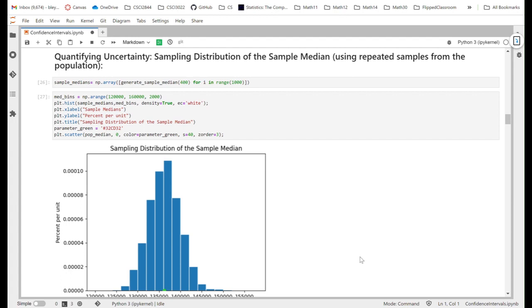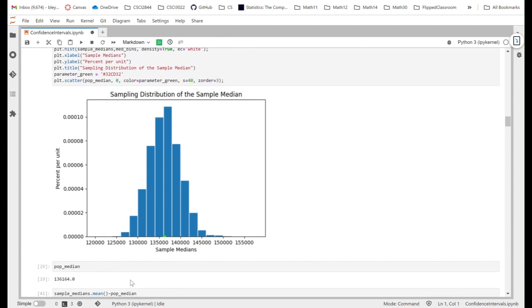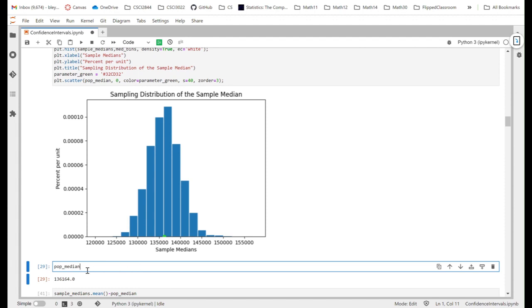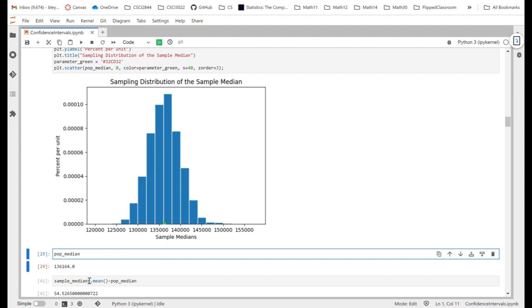All right, so to get a sense of understanding a bias in a parameter, let's look at our median. We knew the population median value, it's here in green. If you have an unbiased estimator, then the expected value of your sampling distribution will equal the population parameter. In other words, if I take the mean of the sampling distribution, I should get exactly back my population parameter. And we're going to see I get something very close. So my actual population median is 136,000.